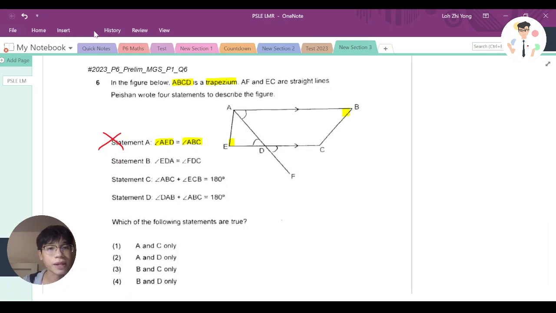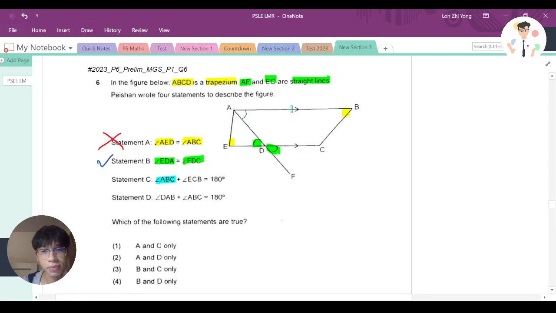Statement B. EDA is here, is the same as FDC. FDC means here. The answer is true. This is true because AF and EC are straight lines. As long as they are straight lines, then it will be the same angle. So statement B, yes, is true. Let's put a tick here. Ding.